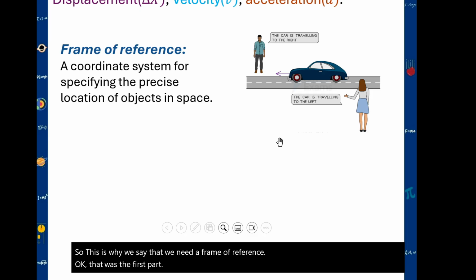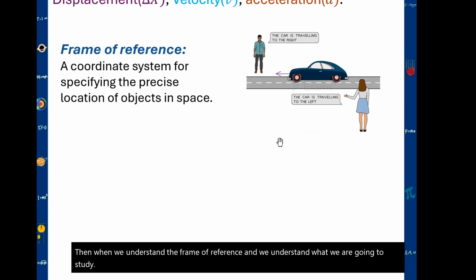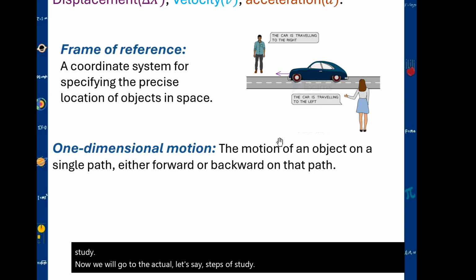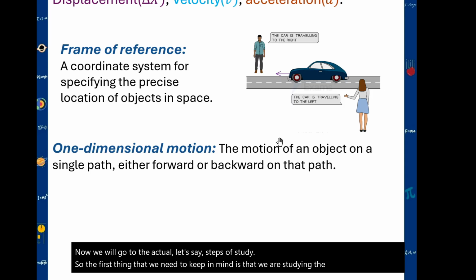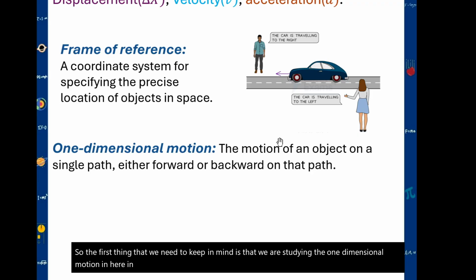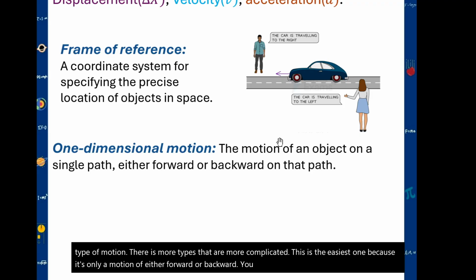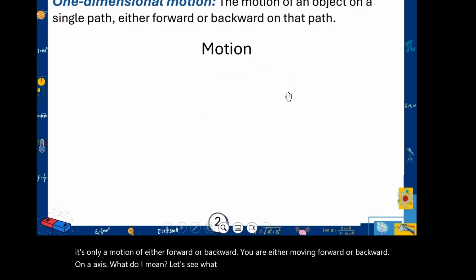Then, when we understand the frame of reference and what we are going to study, now we will go to the actual steps of studying. The first thing that we need to keep in mind is that we are studying the one-dimensional motion in this chapter, at least chapter one. The one-dimensional motion is the most basic type of motion. There are more types that are more complicated. This is the easiest one because it's only a motion of either forward or backward. You are either moving forward or backward on an axis. What do I mean? Let's see what I mean here.